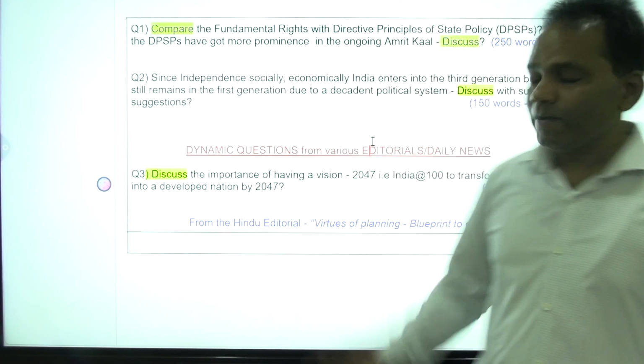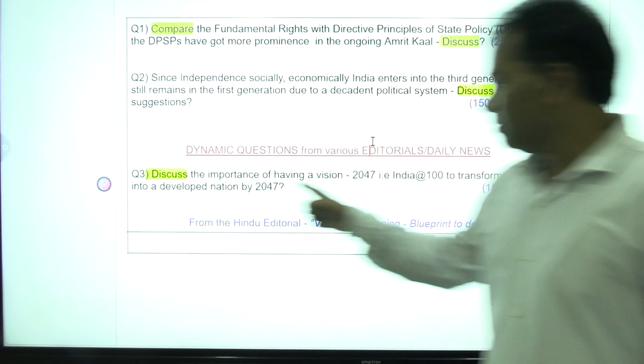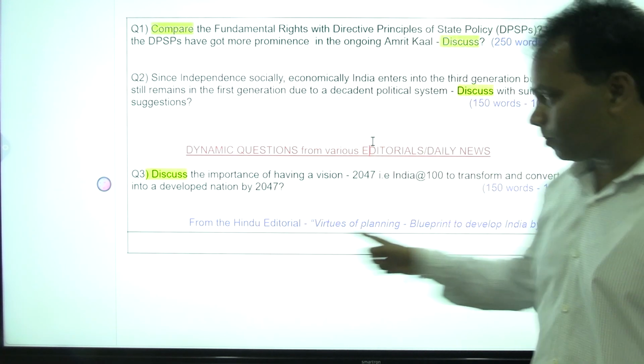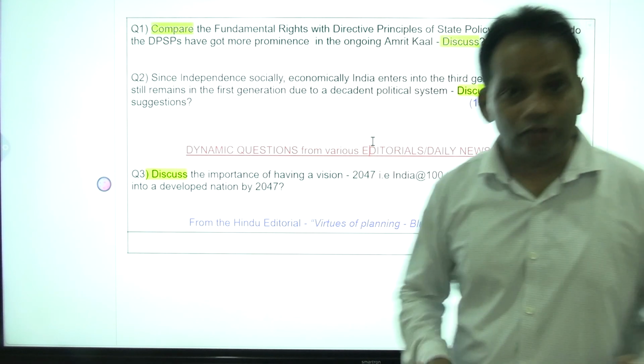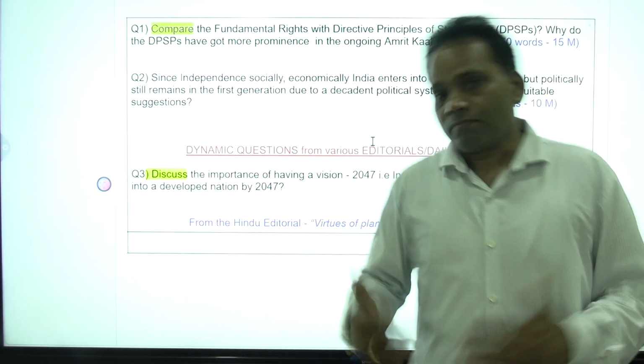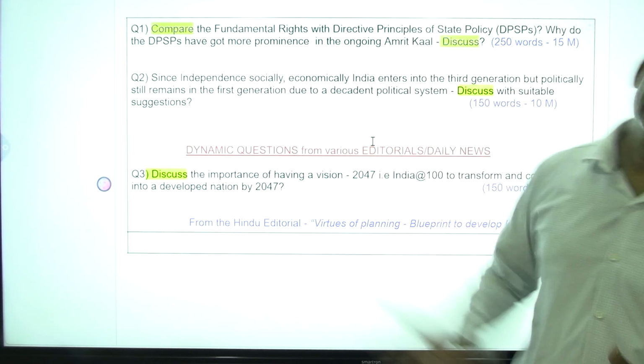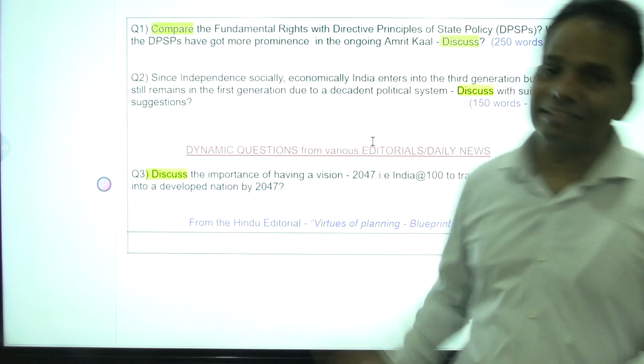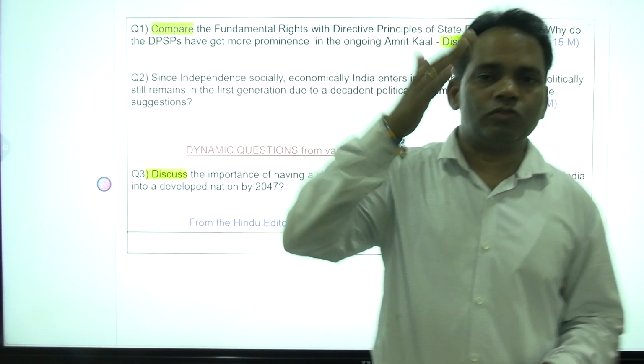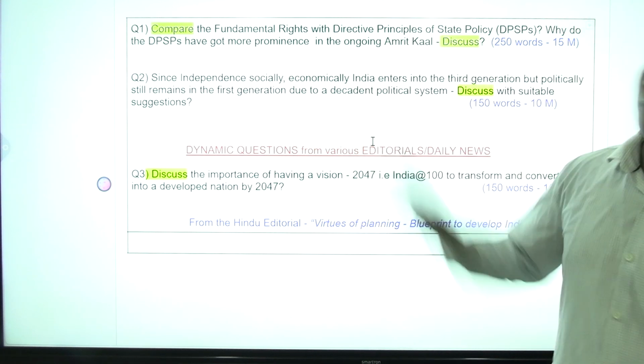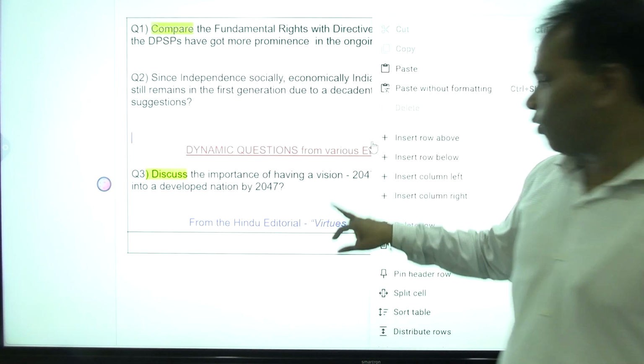So in this way, we need a proper vision document, a road map for the next 25 years, so that we can do all these efforts as a cakewalk, and India is going to achieve inclusiveness. That's why we need a plan document. So in this way we should focus on this.